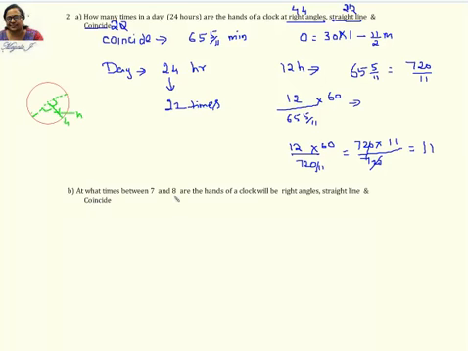At what time between 7 and 8 will the hands of the clock be at right angle, straight line, and coincide? It's a similar question, the same thing, but you're supposed to find out the time between 7 and 8 when it makes a straight line, when it coincides, and when it is at a right angle. So now you have to go for the formula. How will you do this?